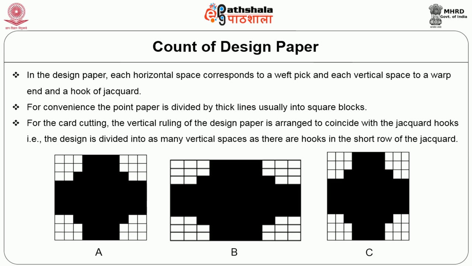To retain the correct proportion and shape of the figure, the number of vertical and horizontal spaces must be in the same proportion as the ends and picks per unit space of the finished cloth. The necessity to use proper ruled paper is illustrated using a small motif of a spot figure in figure 5.1a, b and c. In A, the spot weave is repeated on equal number of ends and picks graph paper. The same spot weave repeated on twice the number of ends as in A would look like B, and C represents the spot repeat on twice the number of picks compared to A. So you can see in A the design repeats on equal number of ends and picks, whereas in B it is twice the number of ends compared to the picks, and in C it is twice the number of picks compared to the ends.